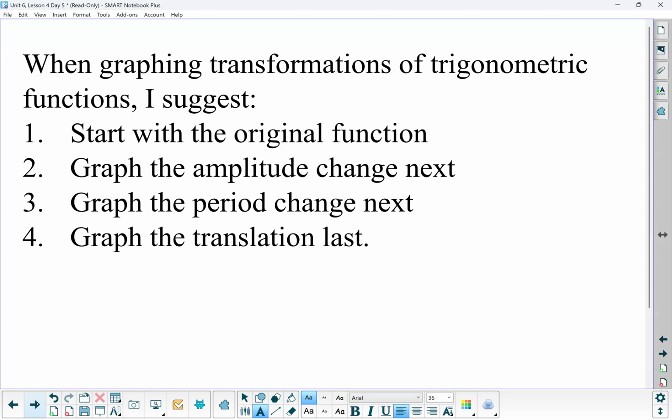All right, so when I'm graphing transformations of trigonometric functions, I would suggest doing it in the following order. Start with the original function, then graph the function with the amplitude change, then graph the function with the period change, and then finally graph the completed function with the translation. And you'll see what I'm talking about as we do the first example. Give you a minute to get this written down.